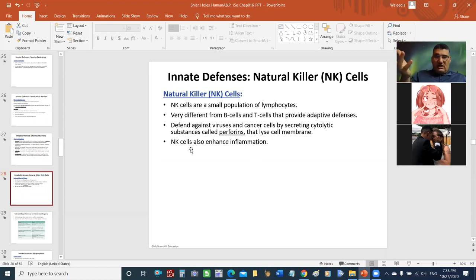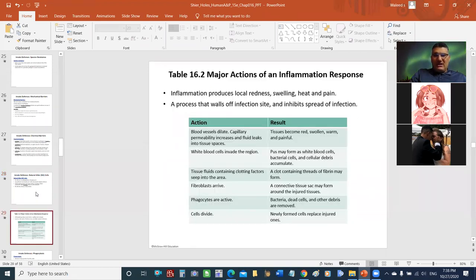Do you want to kill your cells? Yes, I do. I want to kill my cells if they are bad, if infected. It's not only useless, it's harmful. Kill it, get rid of it. What are the natural killers? These are types of lymphocytes. It's mainly T lymphocytes, but it might be some of the B lymphocytes as well, but it's mainly T.